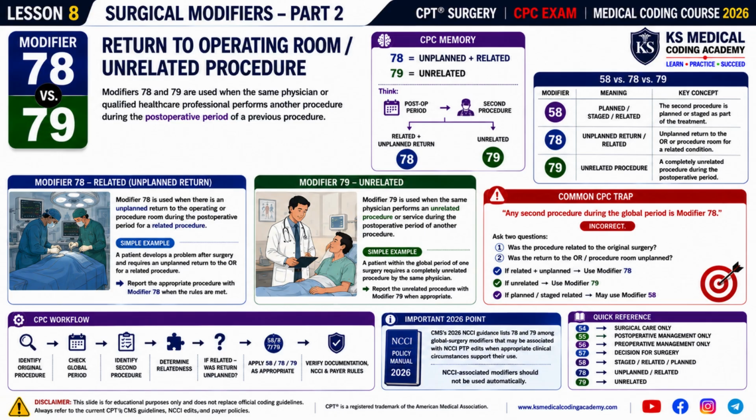Your CPC workflow is: identify, right pointing arrow, check global period, right pointing arrow, identify second procedure, right pointing arrow, determine relatedness, right pointing arrow, determine whether return was unplanned, right pointing arrow, select 58, 78, or 79, right pointing arrow, verify documentation and rules. Remember, 78 equals related plus unplanned. 79 equals unrelated. Always verify the current CPT, CMS, NCCI, and payer-specific requirements before reporting these modifiers.